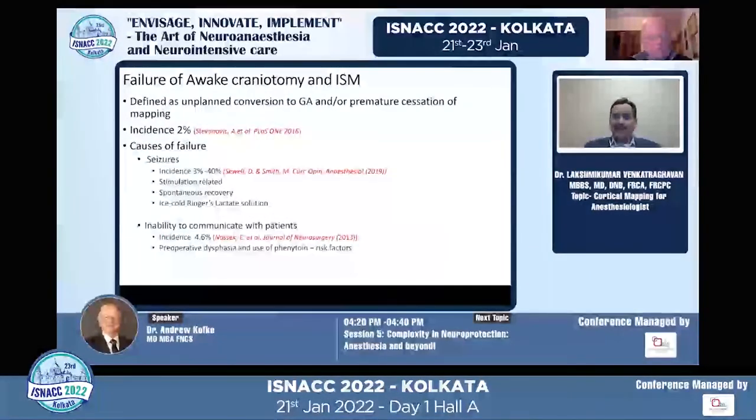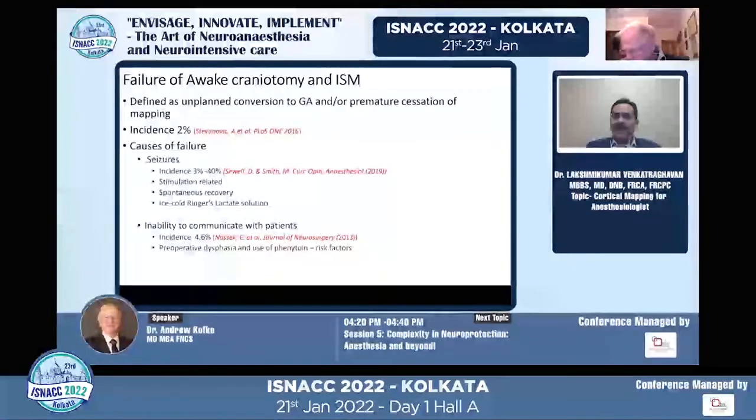And there is always a failure rate of awake craniotomy or intraoperative stimulation mapping. Failure is usually defined as unplanned conversion to general anesthesia and/or premature cessation of mapping. The incidence is still around 2%. There are various causes of failure, including improper patient selection, patient preparation, and patient cooperation. But two commonly discussed causes are, first, seizures. Intraoperative seizures associated with stimulation mapping can occur anywhere between 3 to 40% of people, and most of the seizures are related to stimulation.